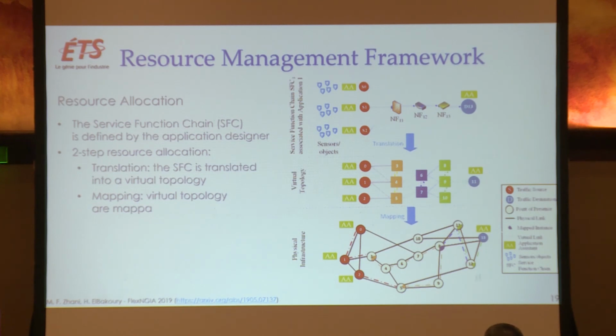The next step is to do the mapping. Mapping is placing those instances inside the network. Many criteria should be used to place those instances. So this is basically how the resource management or resource allocation process works.